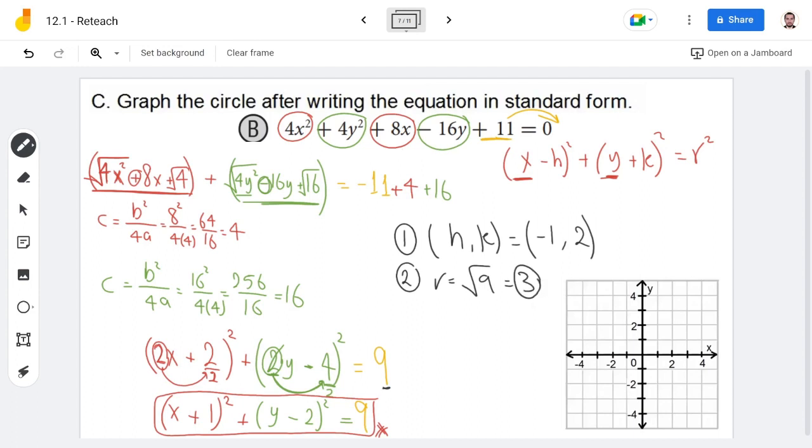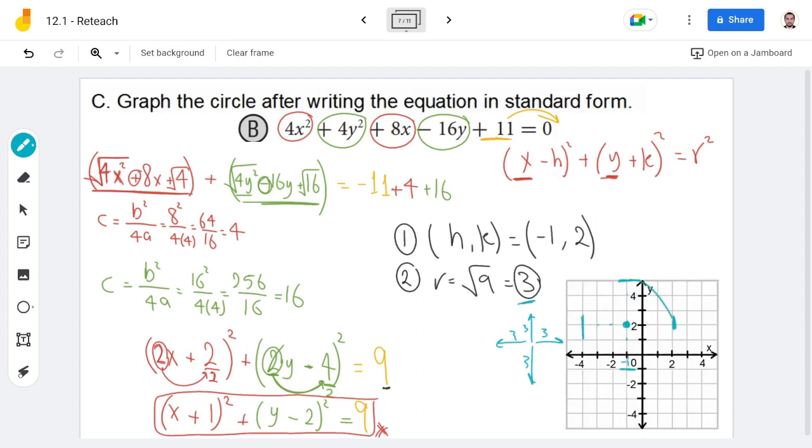Now let's graph my function. The first point is the center, -1 and 2. -1 is here, 2 is here. So this is -1 and 2. Now the radius is 3. So 3 steps up, 3 steps down, 3 steps to the right, 3 steps to the left, always and everywhere. So now 1, 2, 3, this is on the right. 1, 2, 3, this is up. Now 1, 2, 3, this is to the left. 1, 2, 3, this is down.